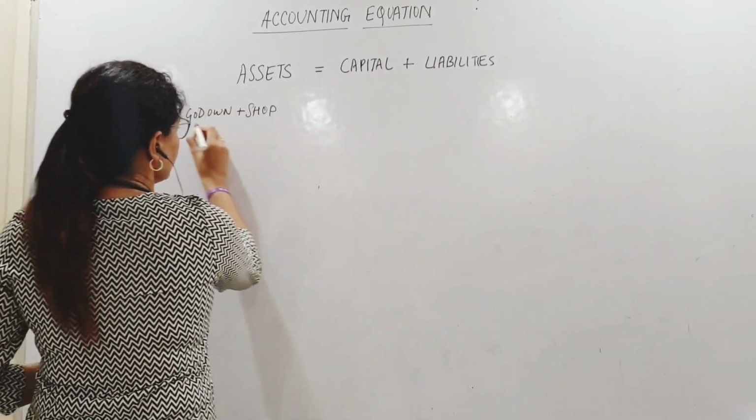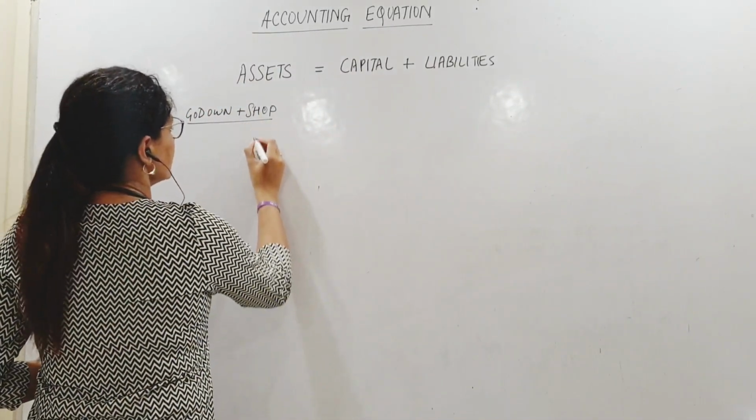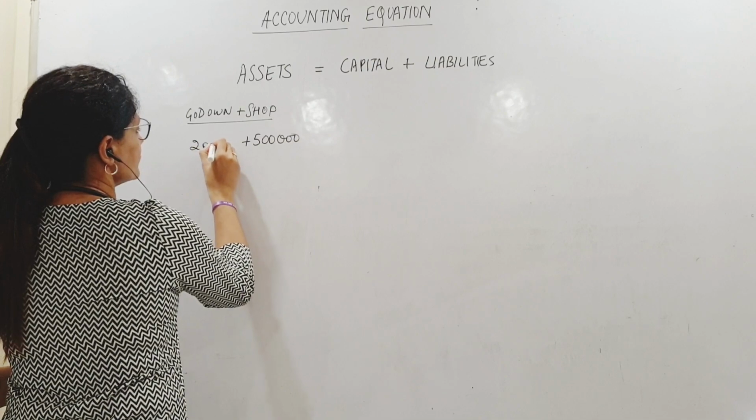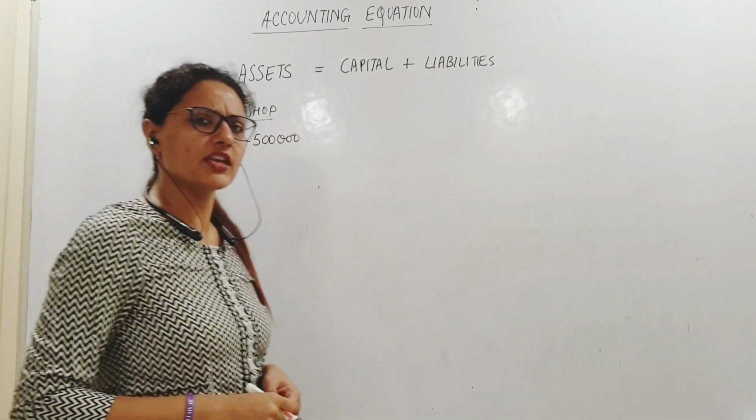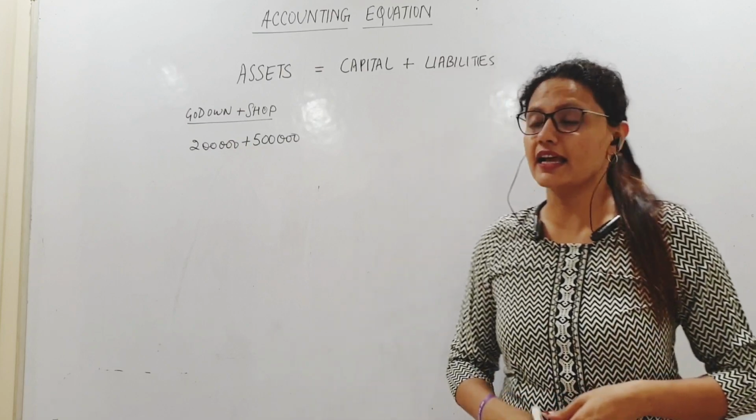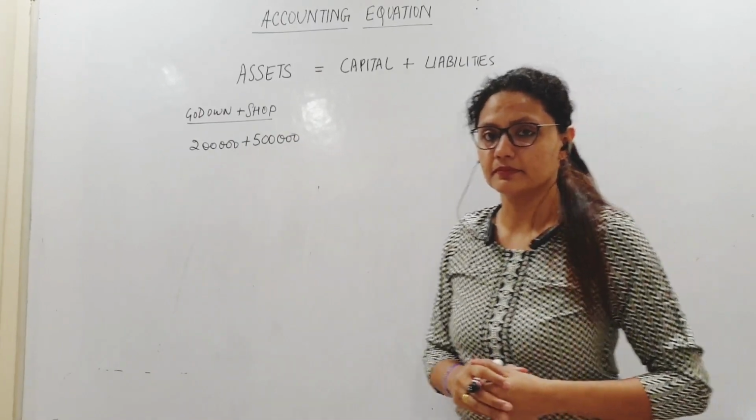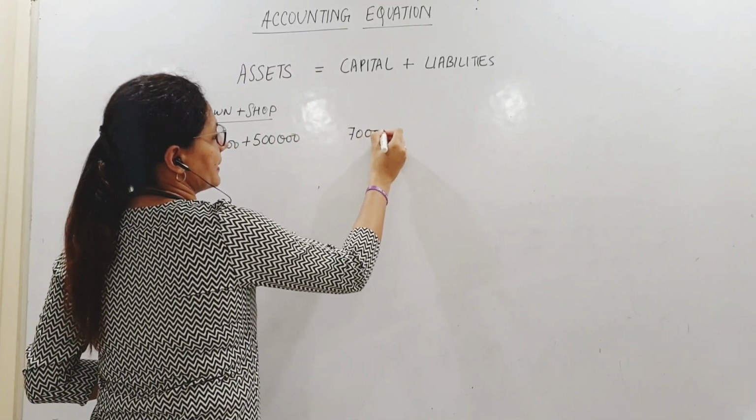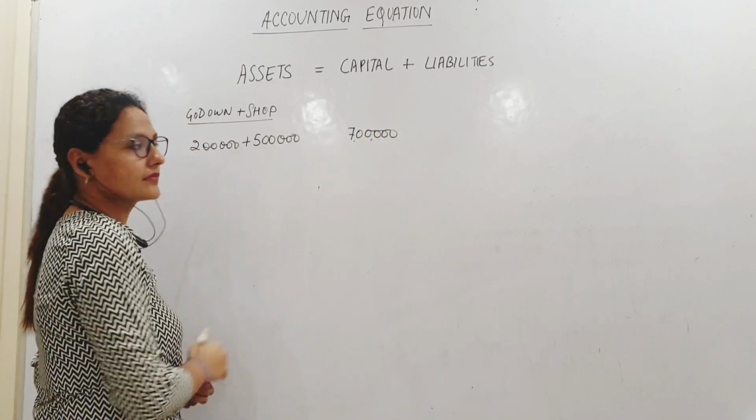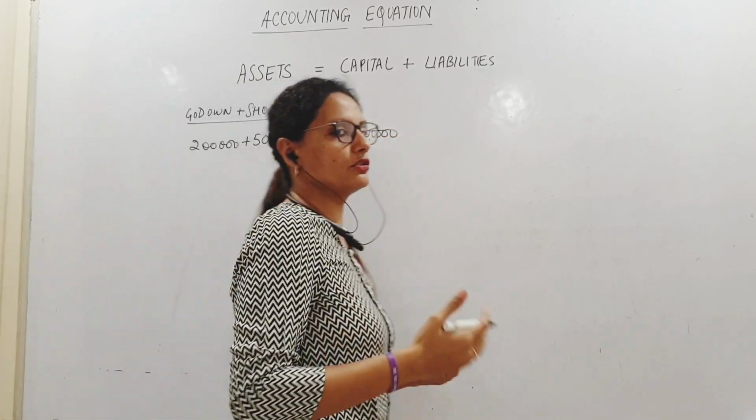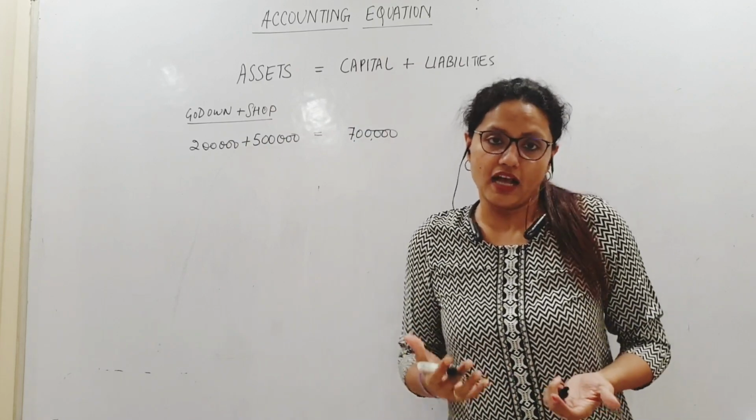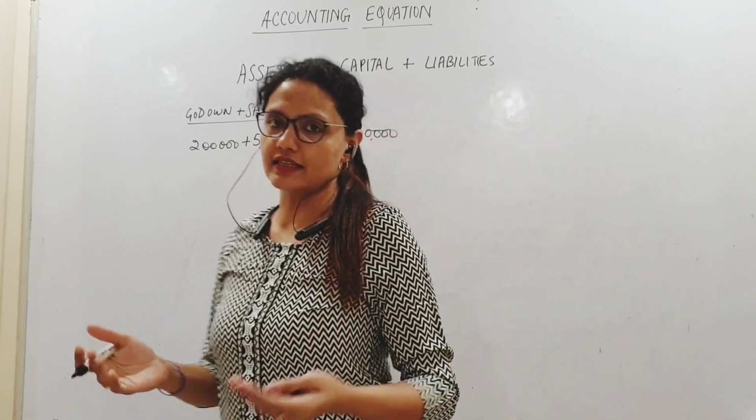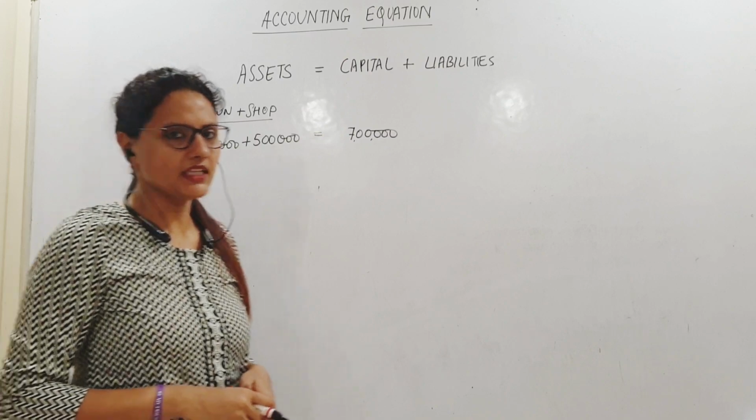So obviously, whatever is the worth of this, suppose the shop is of 5 lakhs and the godown is of 2 lakhs. So total, how much have I invested in my business? 7 lakhs by purchasing the godown and the shop, correct? So since I have financed this, this is my capital, so this is 7 lakhs. Obviously, my assets will be equal to my liabilities, right? Because I have brought in 7 lakhs worth of things and that has become a part of the assets of the business. So my assets and liabilities are equal, correct?